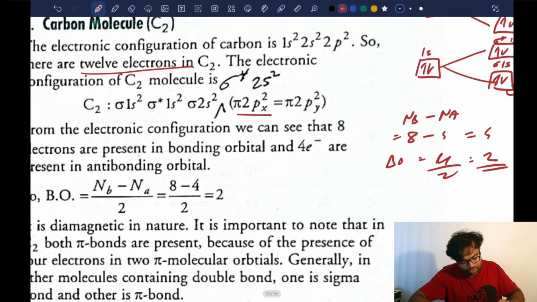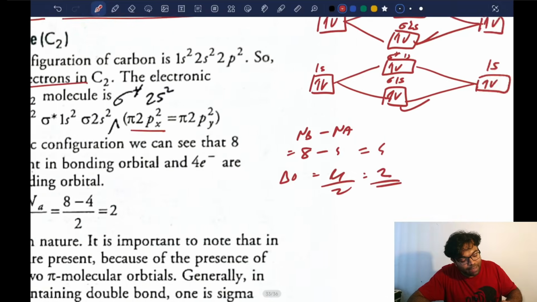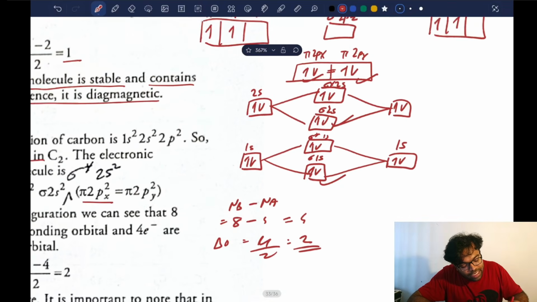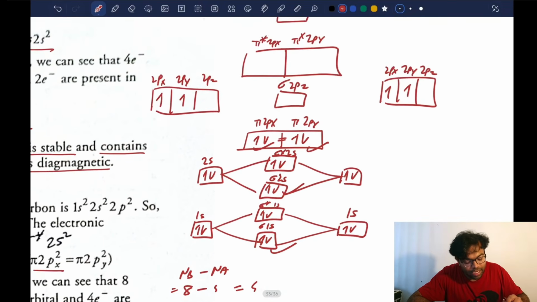What else? So it is diamagnetic in nature, Drupad. Is there even a single molecular orbital that has an unpaired electron present in it? No, it does not have even a single unpaired electron in any of the molecular orbitals. Therefore, it becomes diamagnetic. It is a double bonded molecule. It is diamagnetic in nature.